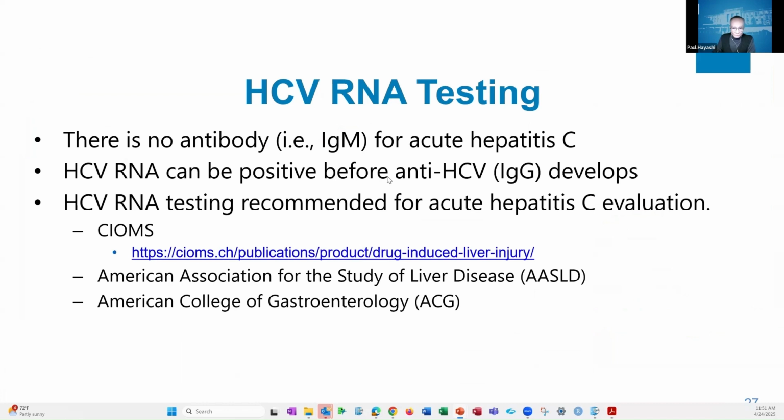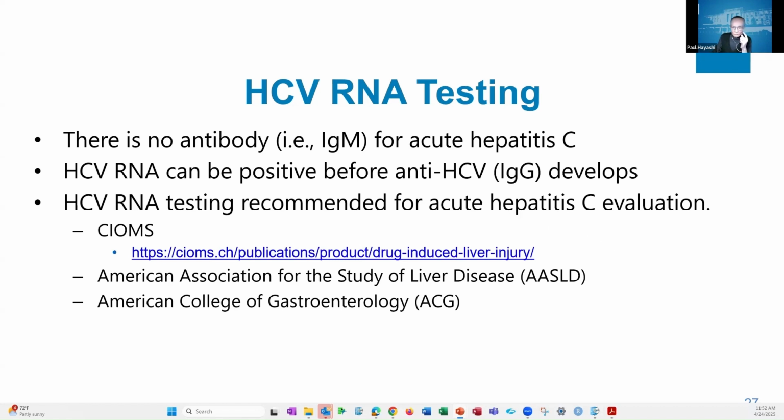HCV RNA can be positive before the anti-HCV seroconversion. So that's why RNA PCR testing is recommended for acute hepatitis C by SIOMs and multiple liver and GI societies. In other words, your standard screen for viral A, B, and C should be serologies, antibodies for A, serologies and antigens for B, and hep C RNA for C. I would rather have that, frankly, than the antibody. You can get both, but just get the RNA for sure.